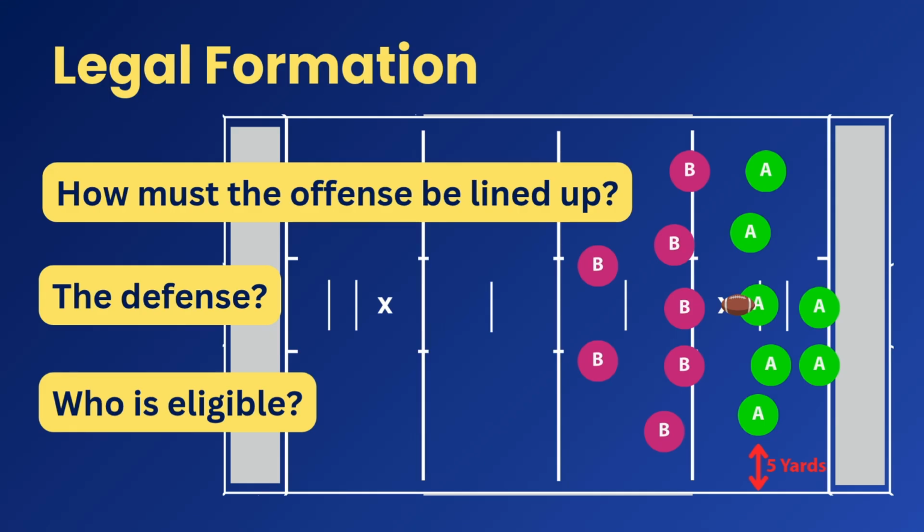Everybody's eligible. So the snapper's eligible. All offensive players are eligible to catch passes. So we don't have to worry about that kind of pass eligibility in flag football. Anyone can catch the ball. Anyone can throw the ball. Anybody can hand the ball off. There's no restrictions there.